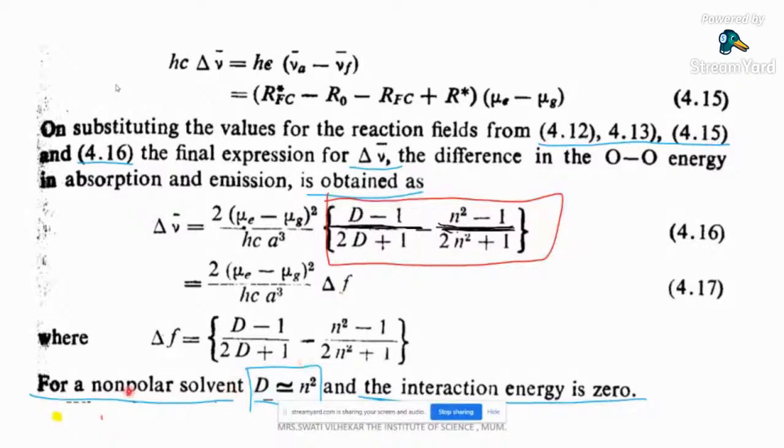Now here for a non-polar solvent, the capital D, the dielectric constant, and the refractive index are nearly equal, and also the interaction energy will be equal to 0. So the factor gets cancelled out.